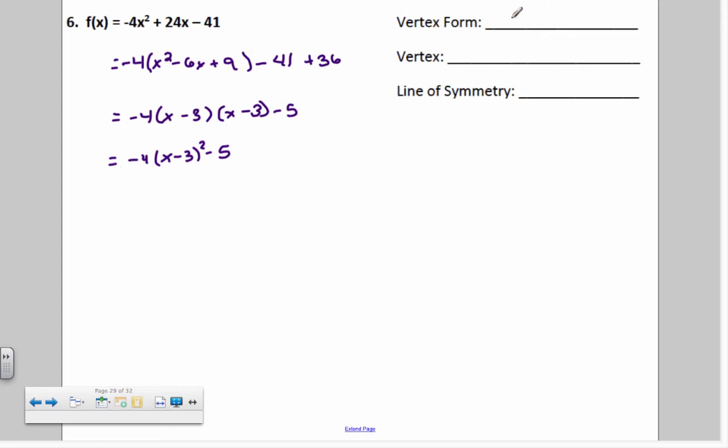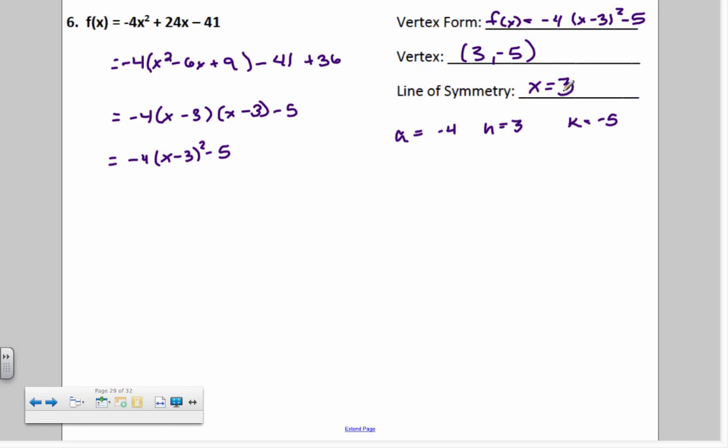And if I rewrite that over here, that is my vertex form, so I have f of x equals negative 4 times x minus 3 squared minus 5. And my vertex then, let's just think about what the a, h, and k are here. My a is negative 4, my h is a positive 3, and my k is a negative 5. So my vertex is h comma k, 3 comma negative 5. And my line of symmetry is simply x equals h.